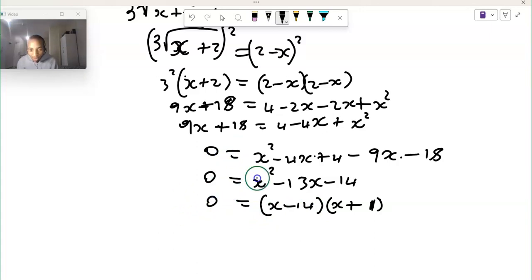So our values of x are, therefore, x is equal to positive 14 or x is equal to minus 1. These are the values of x which we found right now based on this question, right? This is how you need to solve for x based on the square roots, right?